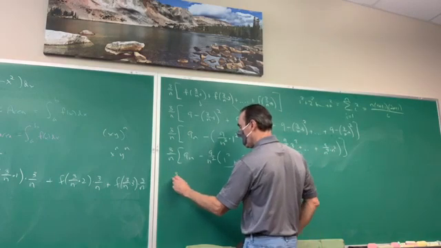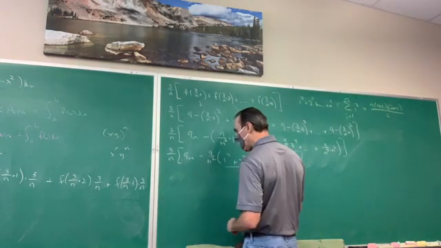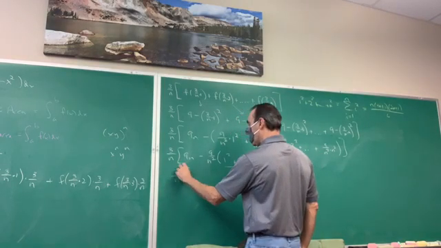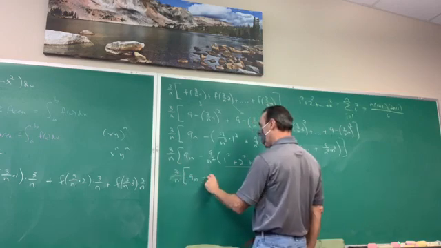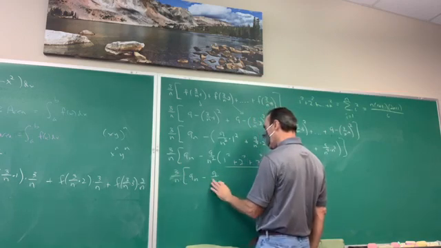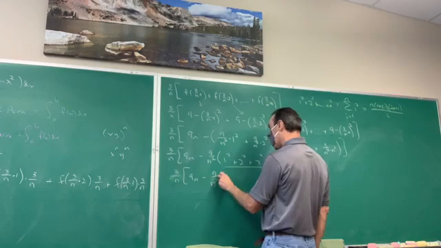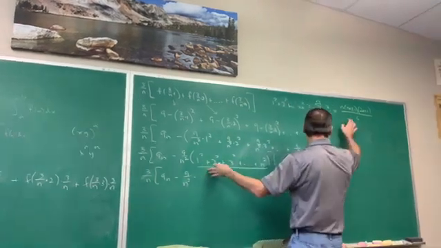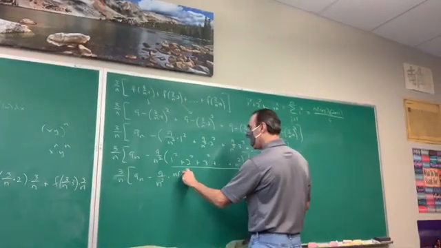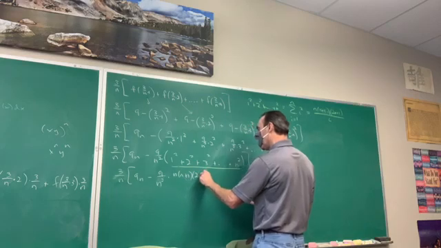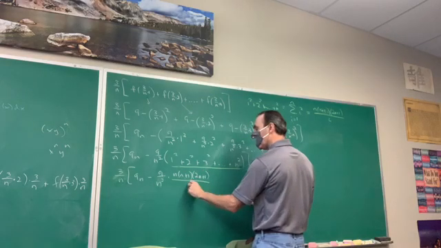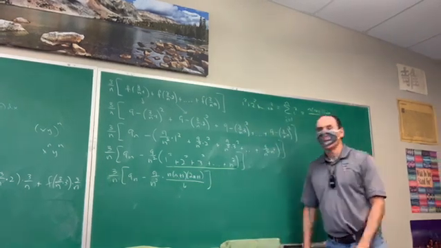We have 3, I'm going to stick with the white here. We have 3 over n, bracket 9n minus 9 over n squared times, and now all those sum of squares gets replaced by n plus 1, 2n plus 1, all over 6. Okay?